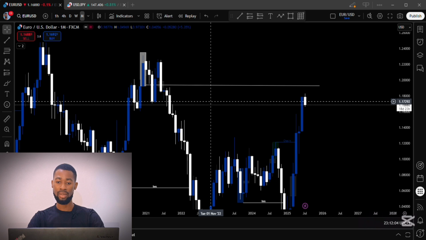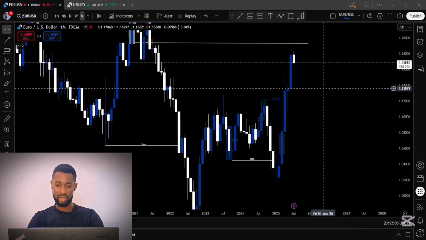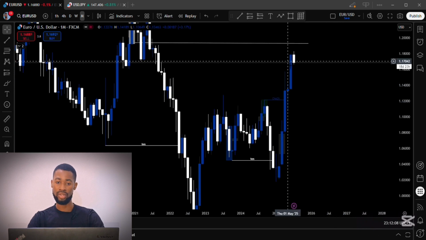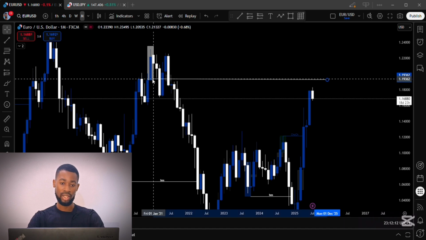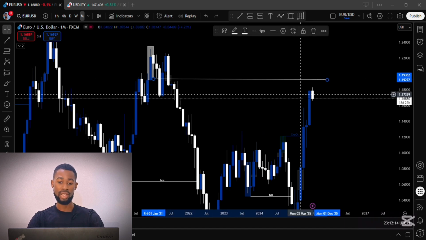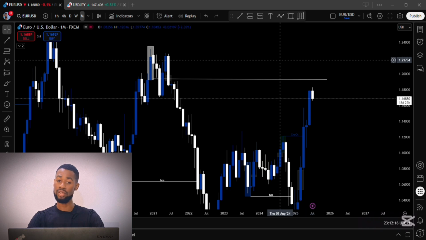So now we have our monthly time frame, and then we can see what's happening here. We see that this is a key level of order block here, so we want to be careful of this point. Price is most likely to react from there once it gets there.